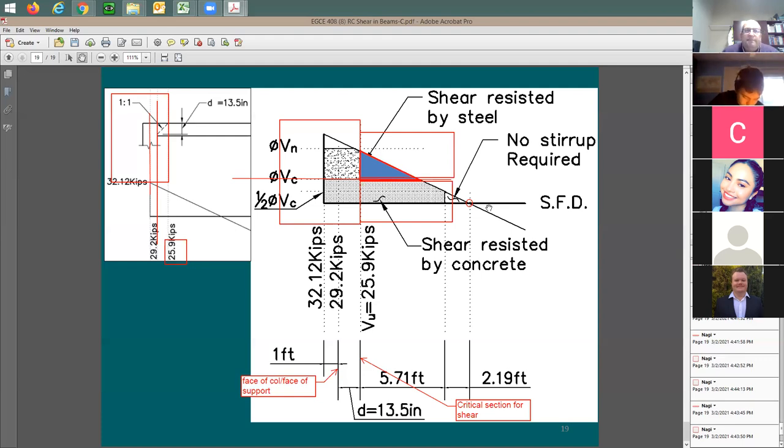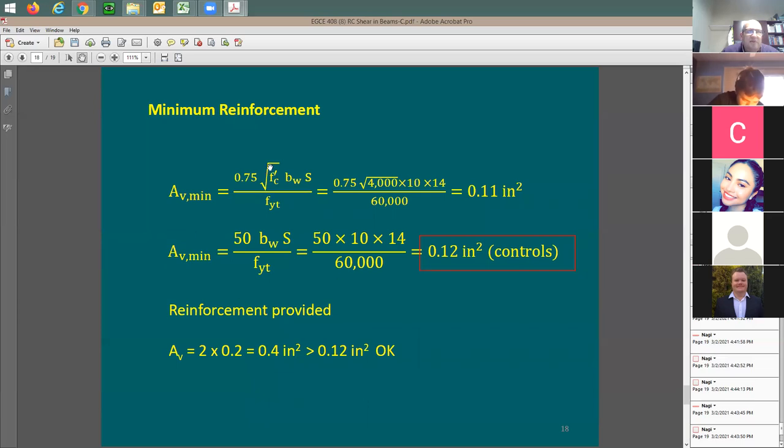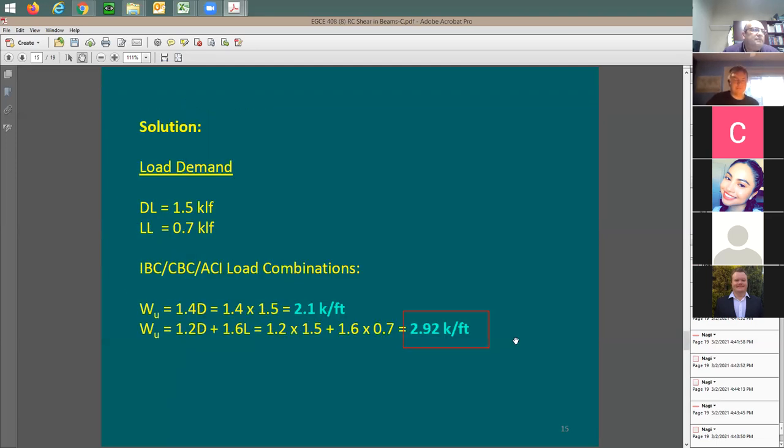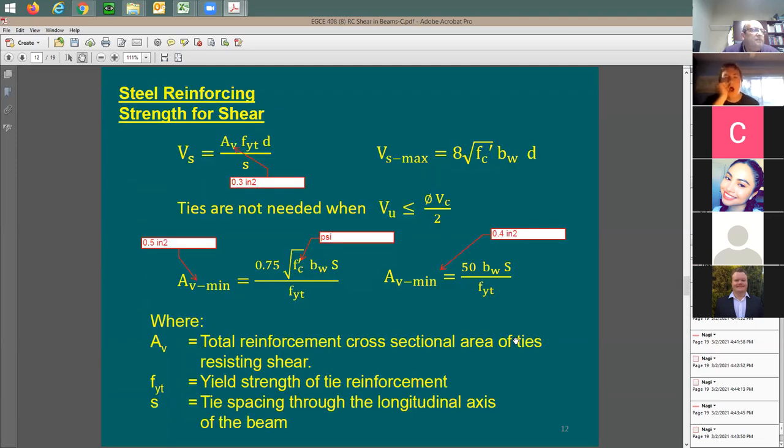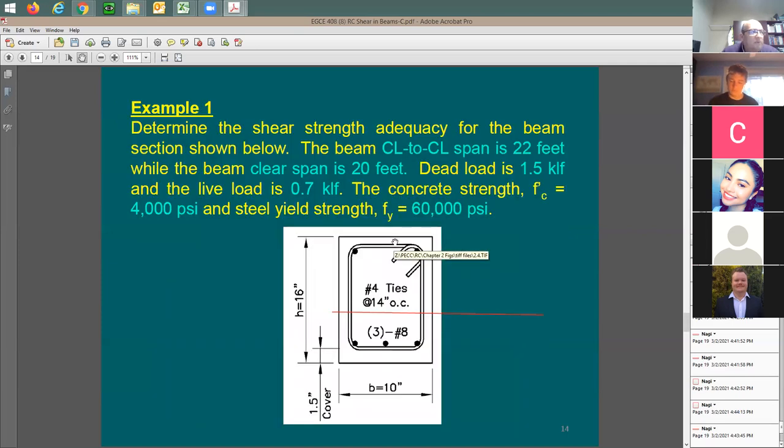Now, another question is going to come. Do I really need to satisfy this minimum reinforcement when it comes to shear? You see, not really. In some cases, you don't really have to. Let me go back here to the minimum reinforcement and see what the code says. Going back to slide 12, these two minimum reinforcement conditions you need to apply when the demand is more than half of the concrete strength. Look at this, it says ties are not needed when Vu is less than or equal to phi Vc divided by 2, one half of the concrete strength.